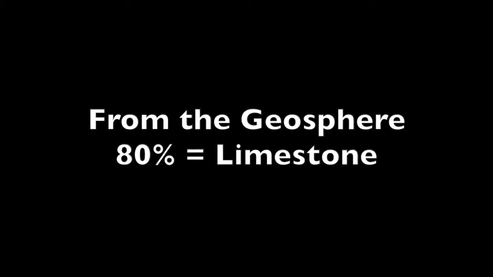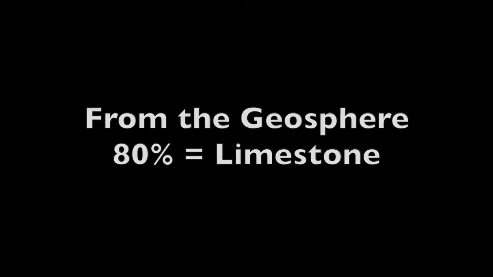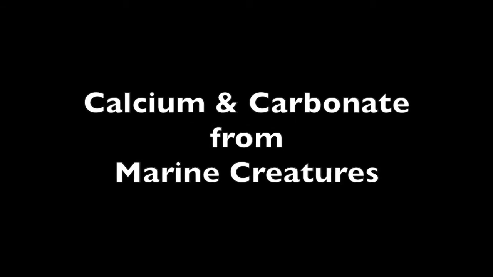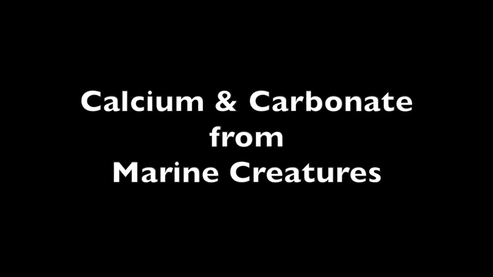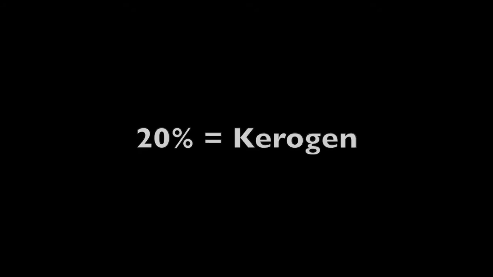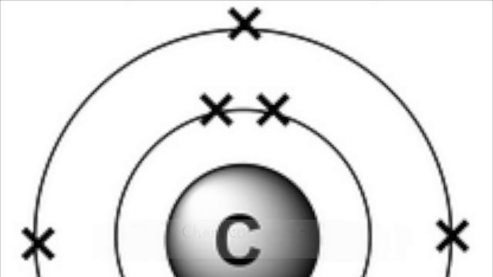Of the carbon stored in the geosphere, about 80% is limestone, which formed from the sedimentation of calcium carbonate stored in the shells of marine creatures. The remaining 20% is stored as kerogens formed through the sedimentation and burial of terrestrial creatures under high heat and pressure. Organic carbon stored in the geosphere can remain there for millions of years.